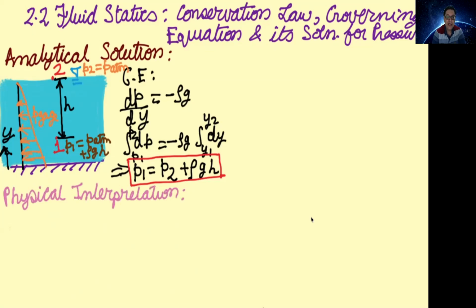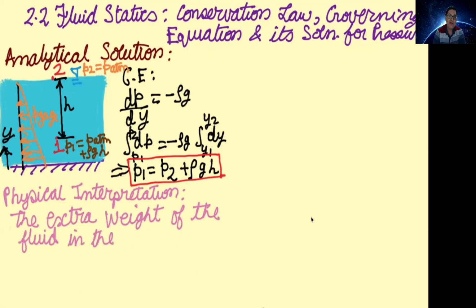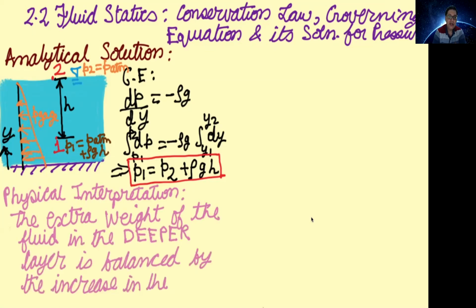As I mentioned, the physical interpretation of this analytical solution is that the extra weight of the fluid in the deeper layer is balanced by the increase in the pressure. As I had shown in the derivation also, when we did sigma Fy equals 0, the pressure is balanced by the gravitational force. The gravitational force is acting in the downward direction, so to balance it in the deeper layer, the pressure has to be larger.